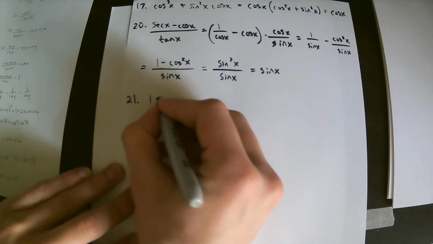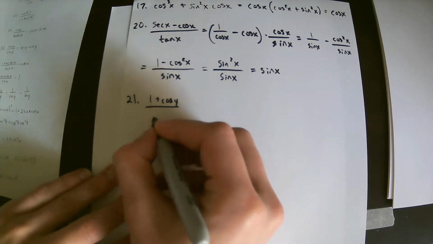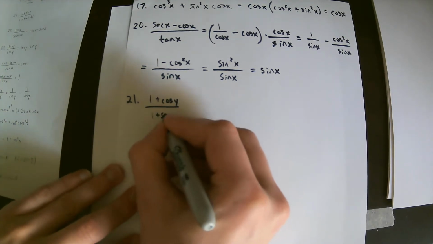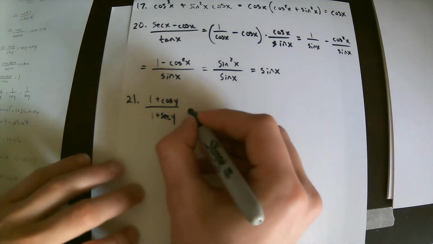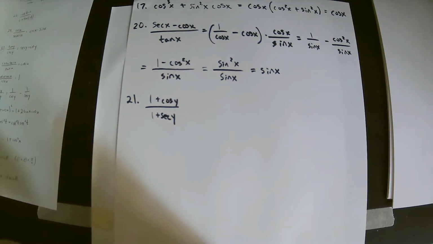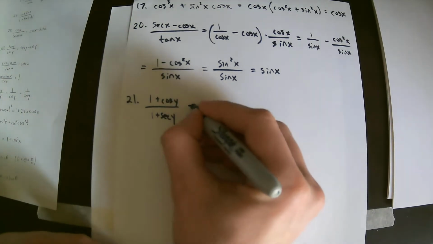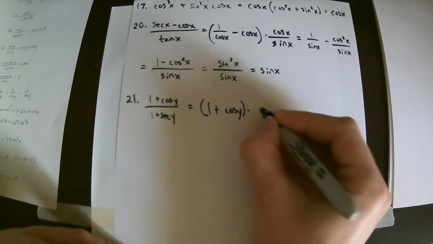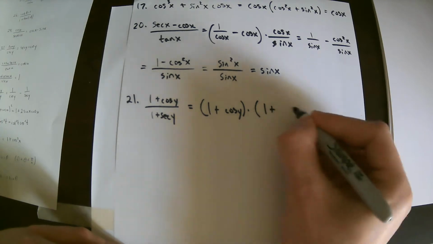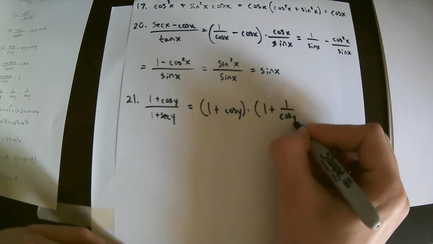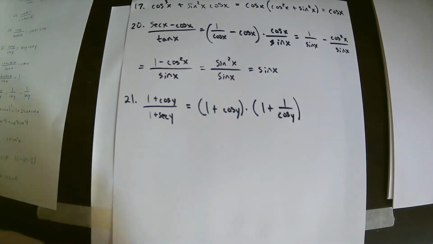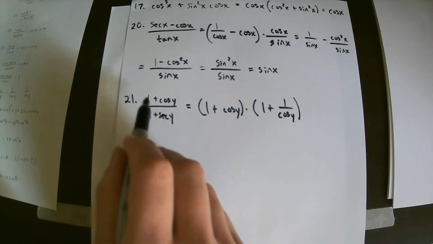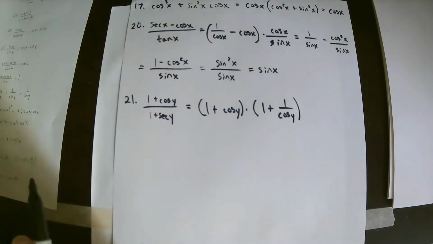Okay, 1 plus cosine y over 1 plus secant y. So this is a strange one. Let's see, what could I do here? Let me write it as 1 plus cosine y times 1 plus 1 over cosine y. Okay, so what I did there is I wrote this fraction as a multiplication problem.